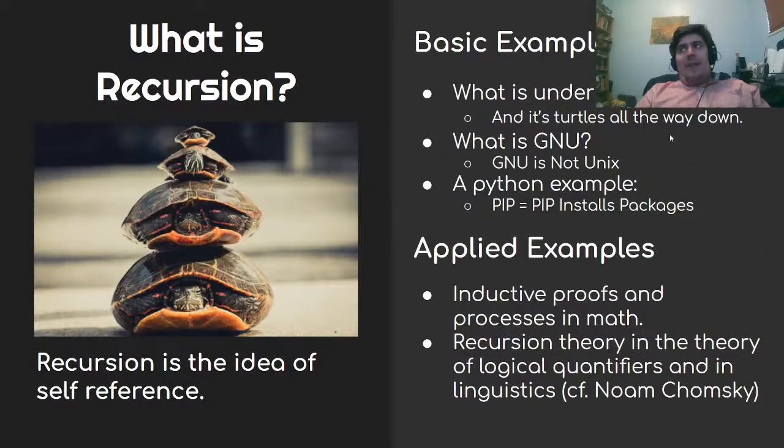There are some recursive acronyms out there, like GNU. If you've ever heard of GNU, it means GNU is not Unix, so the first letter of the acronym stands for the acronym itself, the N stands for not, and U stands for Unix. The same thing is true for the Python package installer. PIP stands for pip installs packages.